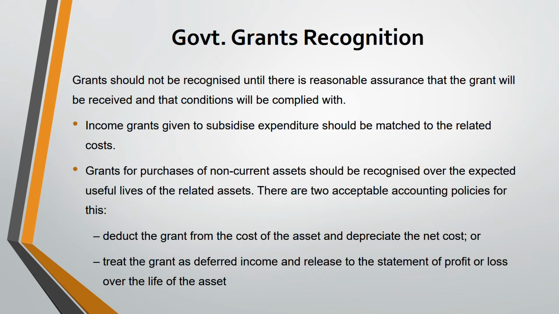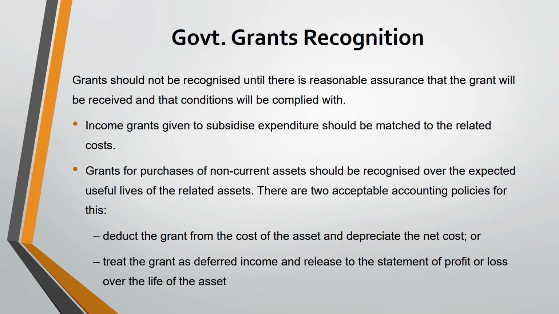Or if you are planning to deduct it from the cost of the asset, let's say the cost of the asset is 10 million, the grant is 5 million and the useful life is 5 years. So 10 minus 5, the non-current asset is 5 after the grant. Now you divide that 5 by 5 years, which is 1 million.